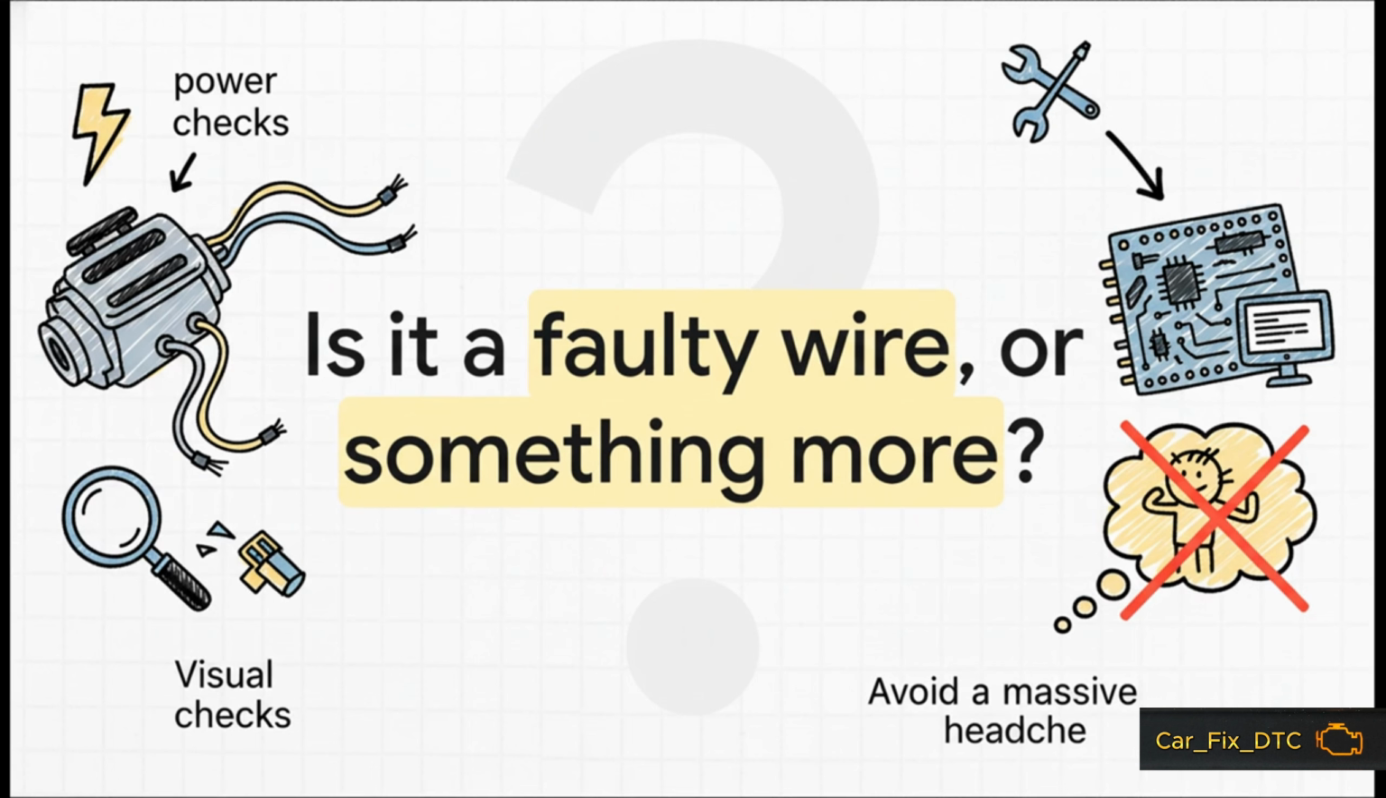So, at the end of the day, fixing a U0001 code really just comes down to answering this one question. It's all about a logical, step-by-step process of elimination. By starting with the simple stuff like your power supply and visual checks, you can often find the problem yourself. But knowing when to hand it over for those more advanced diagnostics, well, that's the real key to avoiding a massive headache.